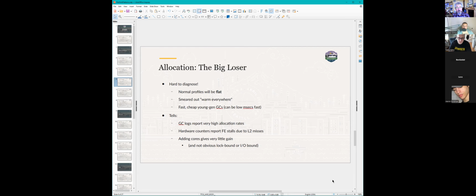The other one to get is your hardware counters reporting front-end stalls. Like he can't get memory back. It takes so long to get memory cycles back into the CPU that the front end runs out of things to do, despite the fact he's got 100 out-of-order execution things all running in parallel. He still runs out of things to do, and you start seeing front-end stalls. And the other tell is you add more cores to your problem, and you don't get a whole lot of gain, and you're not lock bound or IO bound, both of which are very easy to check for. So what else are you bound by? Well, maybe you're bound by memory bandwidth.